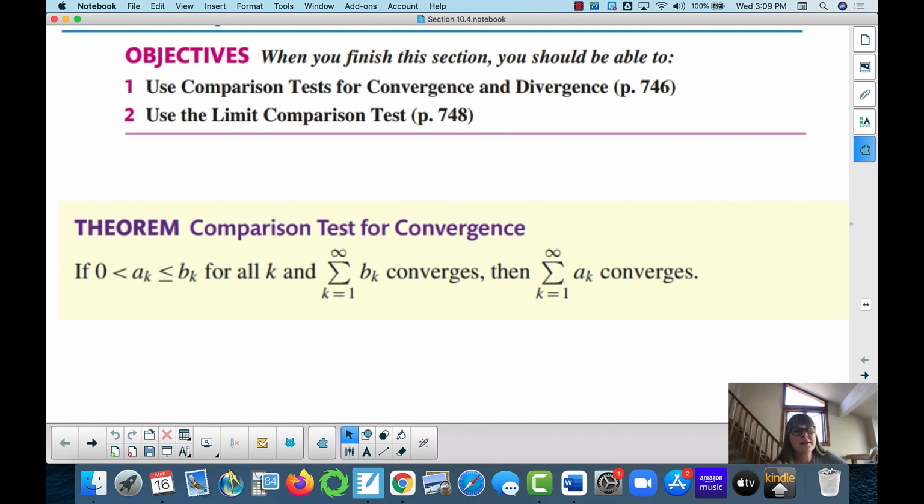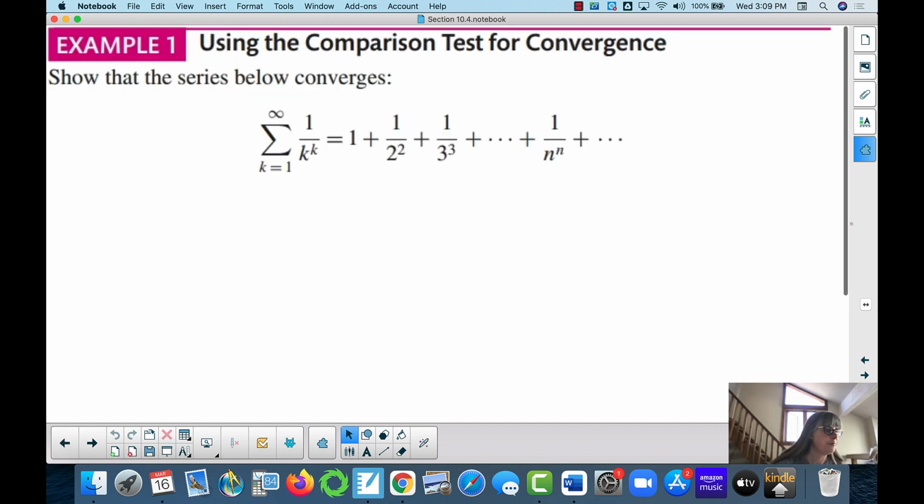If we have one that's similar, and the one that we're trying to figure out converges, if the one that is similar is always greater than or equal to that function for all k, then we can say that if that one that we know converges, then the one we're trying to find out about converges. So again, we have to look for those conditions first in order to be able to use that.